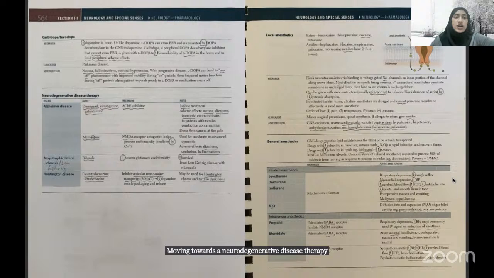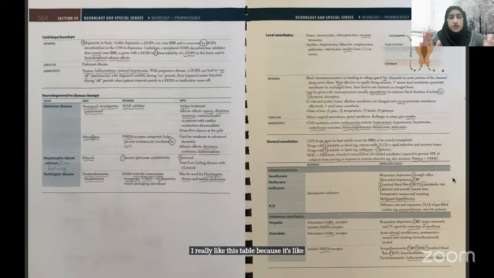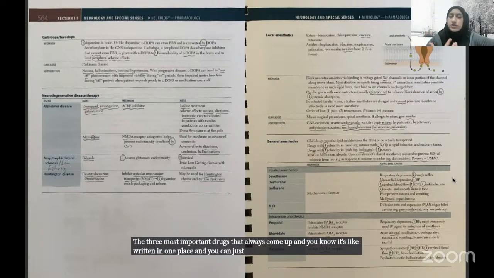Moving towards neurodegenerative disease therapy. So we've got three diseases here, and we're just trying to compare them through agents, mechanisms, and some important notes. I really like this table because it's the three most important drugs that always come up, and it's written in one place, and you can just take the information in and try to understand it.